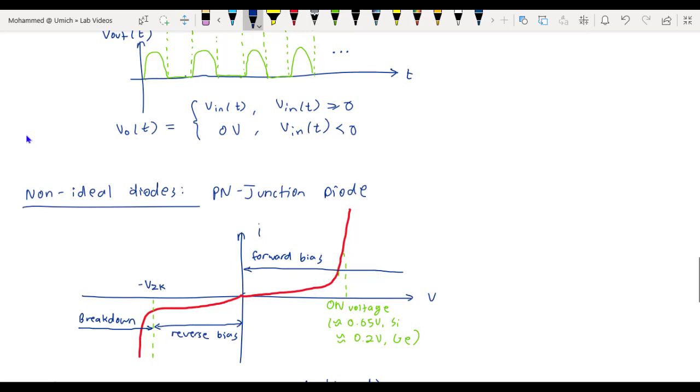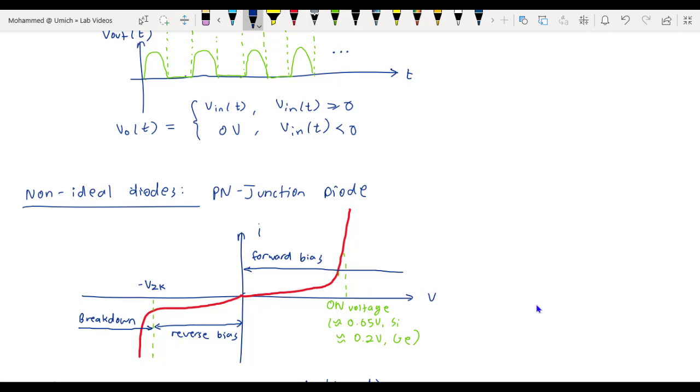So the most common implementation of a non-ideal diode uses a PN junction. And the IV characteristic of a PN junction diode looks something like this. So let's first look at the forward bias region. The forward bias region corresponds to when the voltage across the diode, V, is greater than 0.